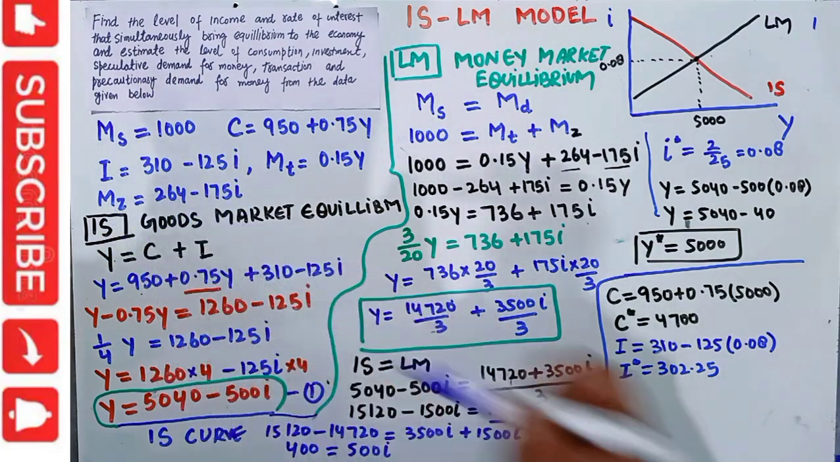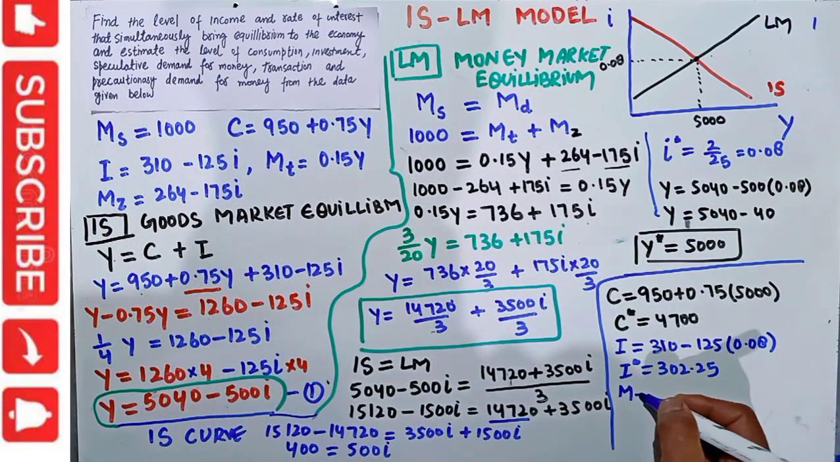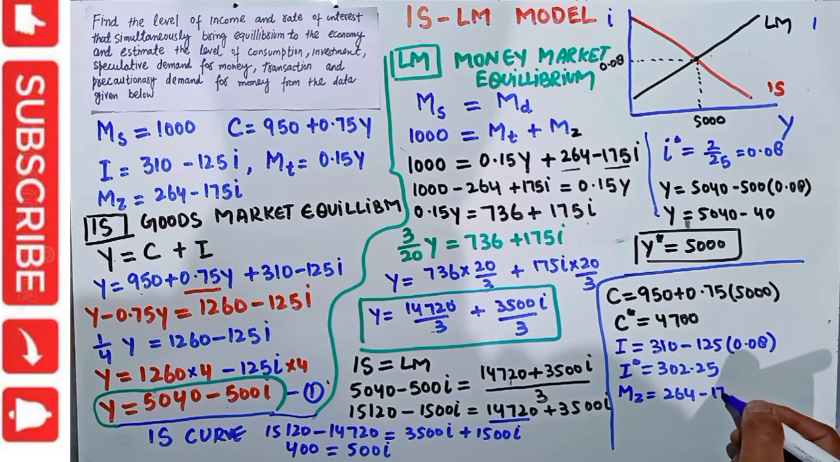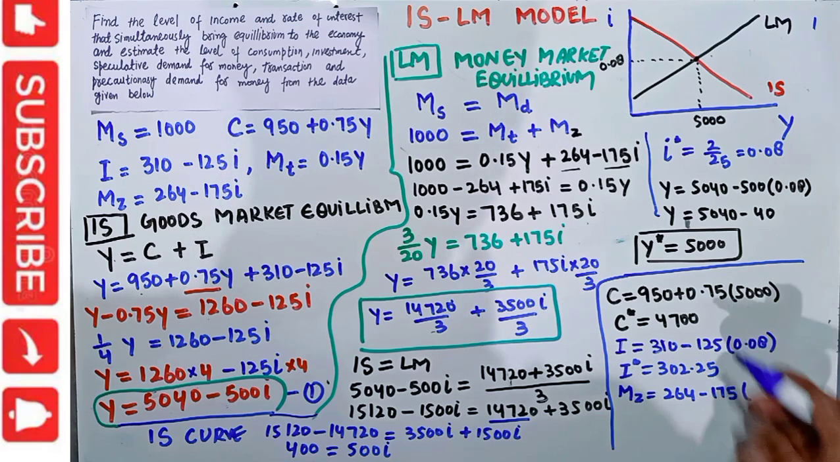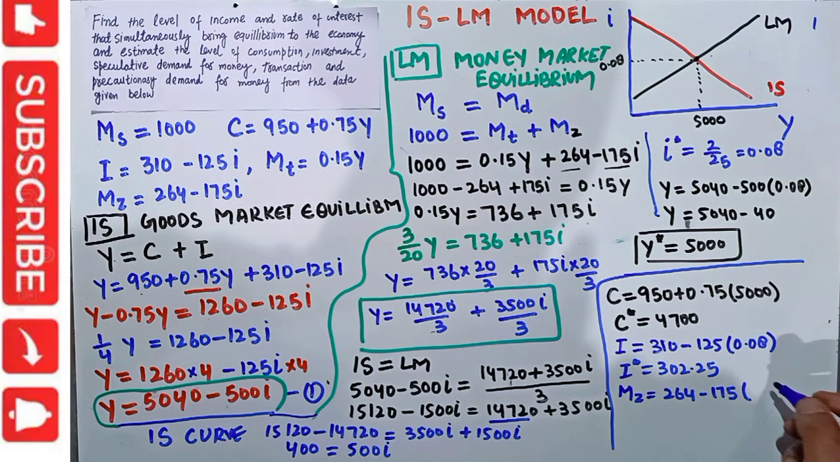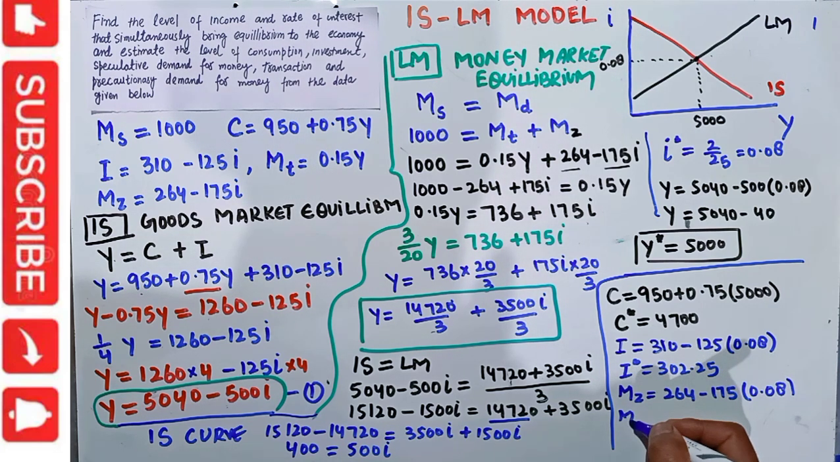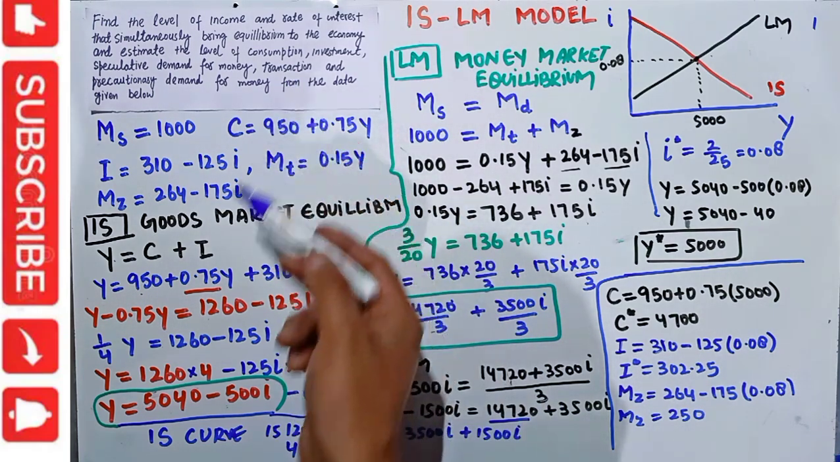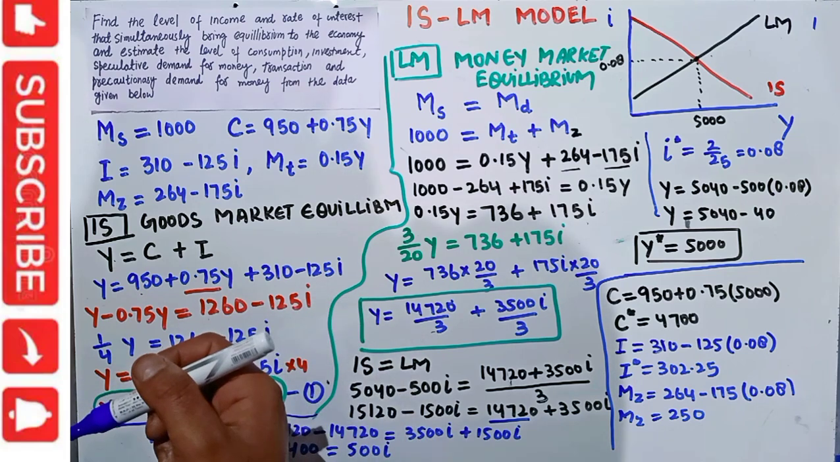Then we need to calculate the speculative demand for money. So speculative demand for money, M subscript Z, is equal to 264 minus 175 times the equilibrium rate of interest, that is 0.08. Doing this mere calculation, you will get the speculative demand for money as 250.